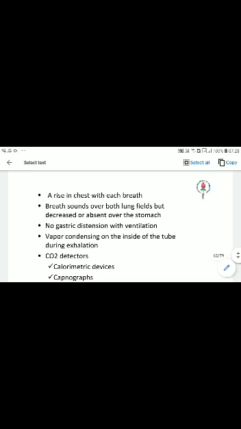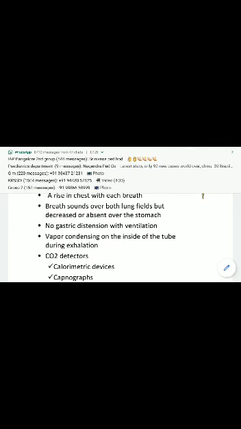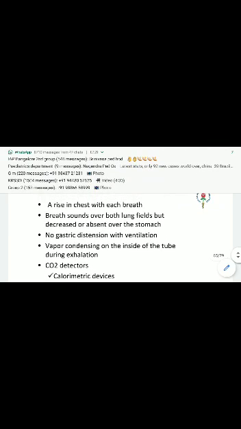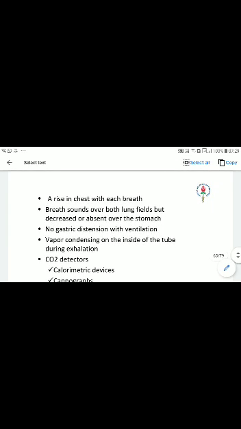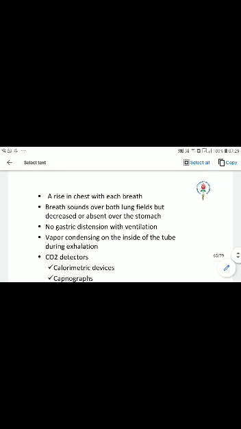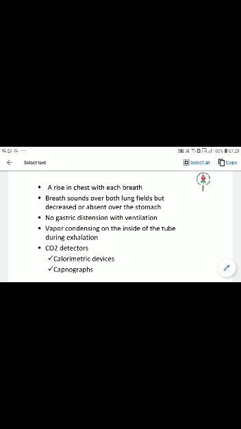A rise in the chest with each breath means good ventilation. That is, the endotracheal tube is in the right place. Breath sounds are heard normally over both lung fields, there is no gastric distension with ventilation, and vapor condenses on the inside of the tube during exhalation. If there are machines like carbon dioxide detectors, colorimetric devices and capnographs, it is easy to make sure that the endotracheal tube is in the right place.